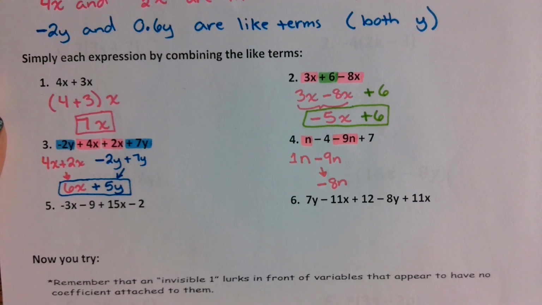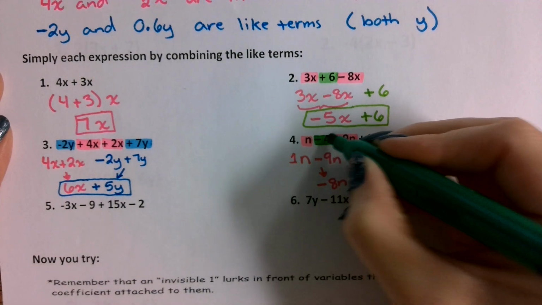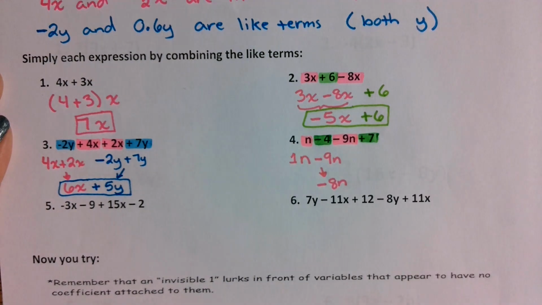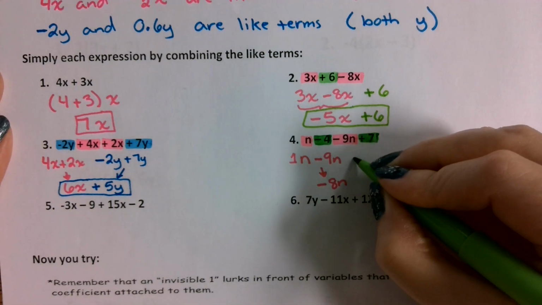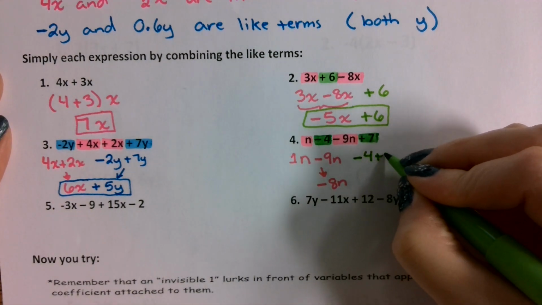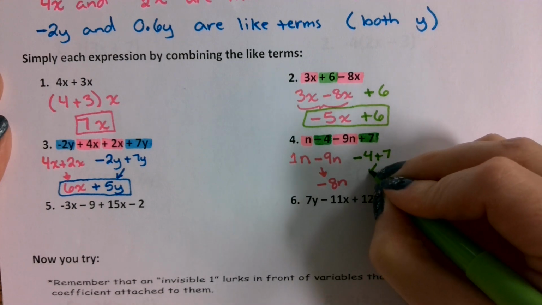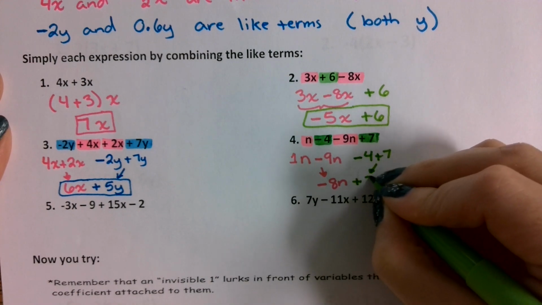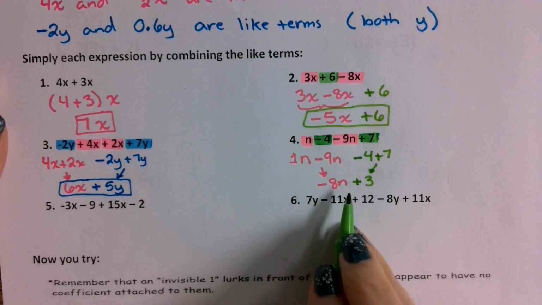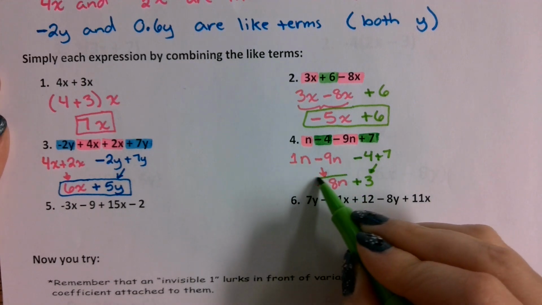Then I can focus on the constants that I have. I have a negative 4 and a positive 7. So a negative 4 plus 7 is going to come out to a positive 3. So you should get negative 8n plus 3.